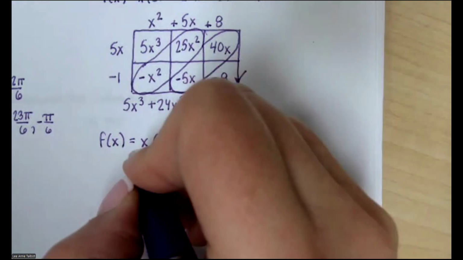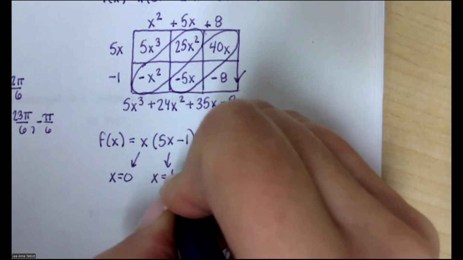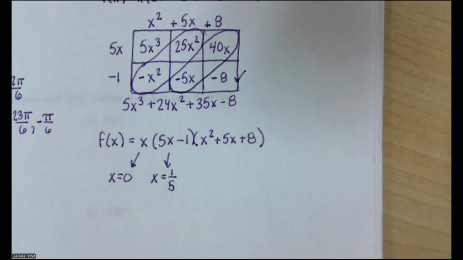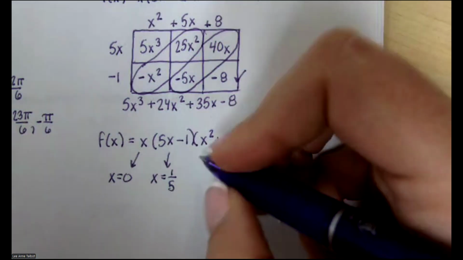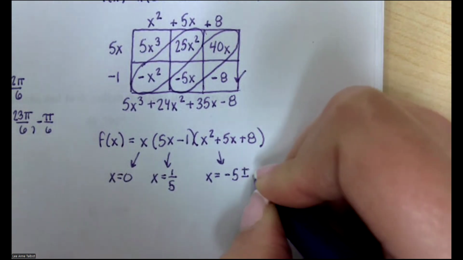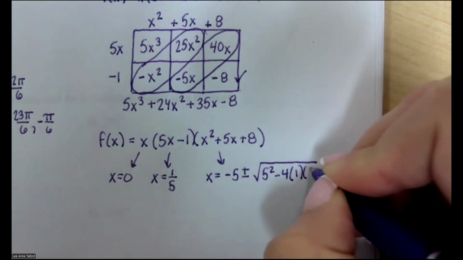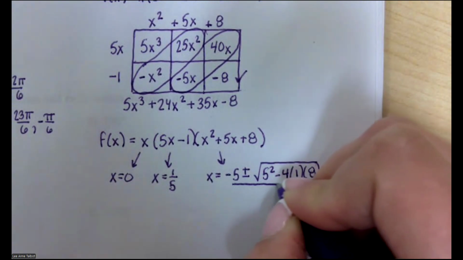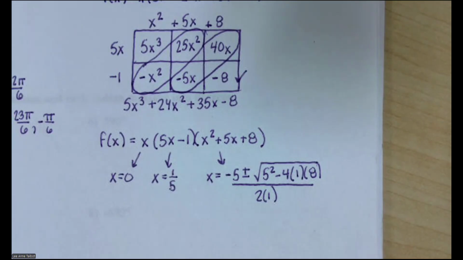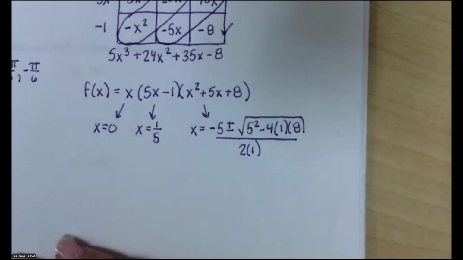So this is factored form. That's done. So you go x equals 0, x equals positive 1/5. I got that from the original problem also. There's that. x equals negative b plus or minus square root b squared minus 4ac all over 2a. It's going to be imaginary, isn't it?